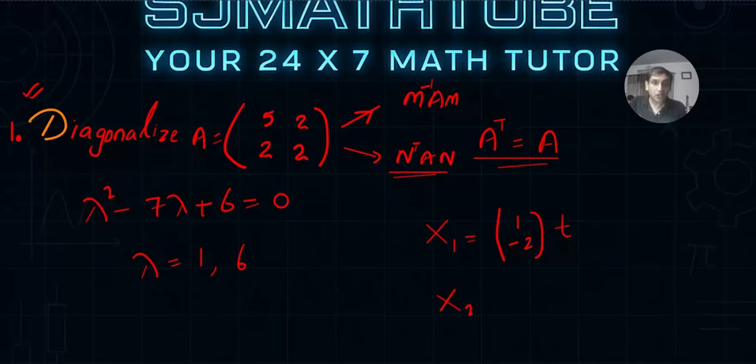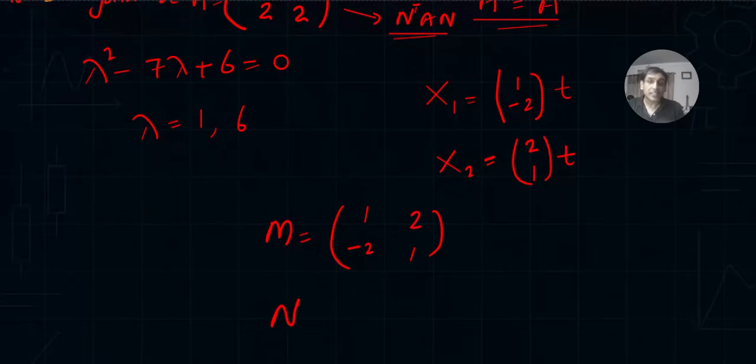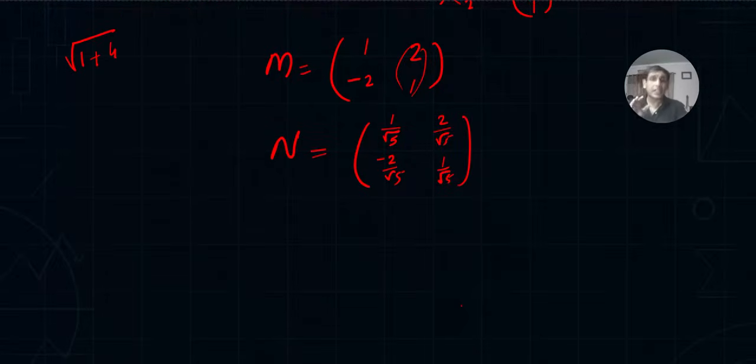And I got the eigenvector x2 is equal to 2, 1 multiplied by t. I'm going to convert this into N. How do you write N? You have to make it a unit vector. So the modulus of the first column will be 1 plus 4, that will be root 5. So I get 1 by root 5, minus 2 by root 5, and yeah, same thing, 2 by root 5, 1 by root 5. If you want, you can take it common, but generally you may not be able to take it common.